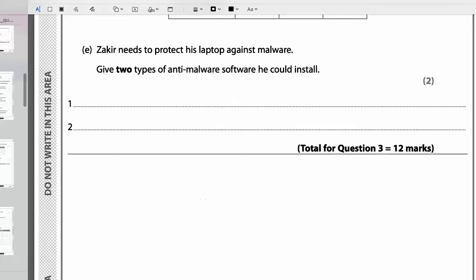And our final question for number 3, Zakir needs to protect his laptops against malware. Give 2 types of anti-malware software he could install. We're talking antivirus and perhaps a firewall. That's what I put there. And that completes question 3 for a total of 12 marks.